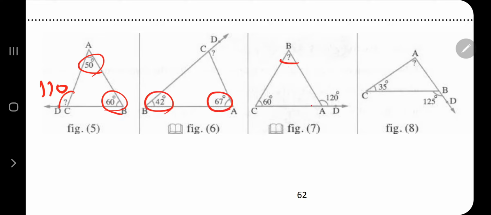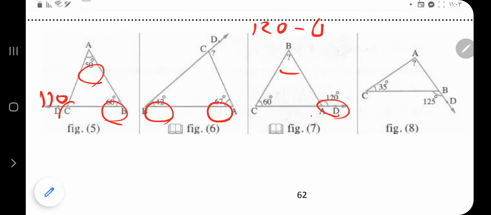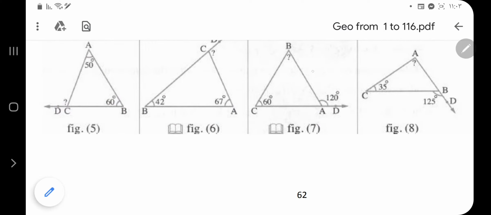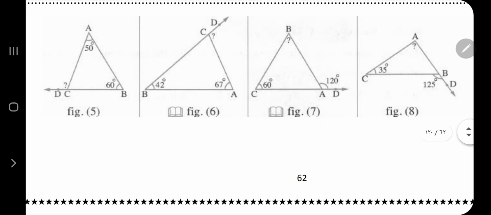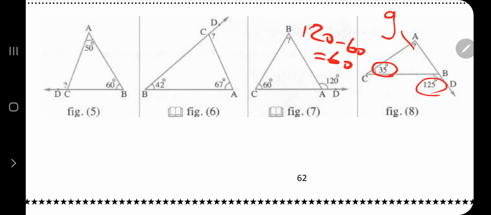Measure of angle B I will subtract, because I gave you the exterior angle, so the value will be 120 minus 60, which is equal to 60. What about here? I will subtract 125 minus 35, it will be 90.